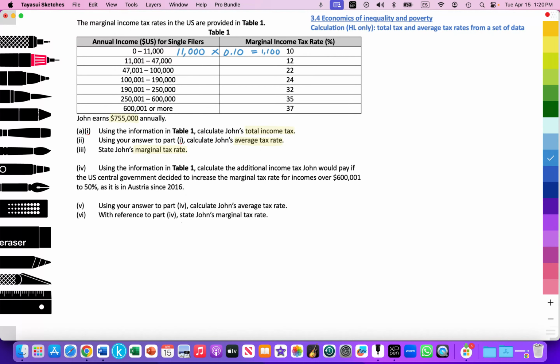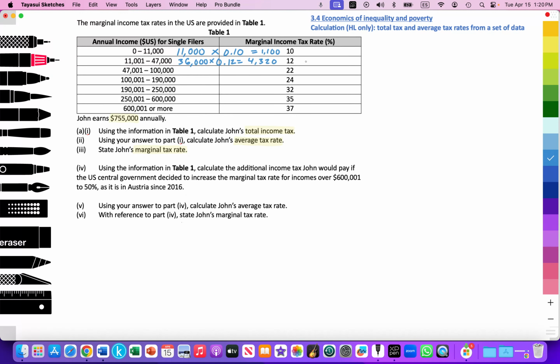And then I can move on, $11,001 to 47,000. So 47,000 minus 11,000 is going to work out to $36,000 times the decimal value of 12%, 0.12, and that's going to equal 4,320. So I'll put that $4,320.